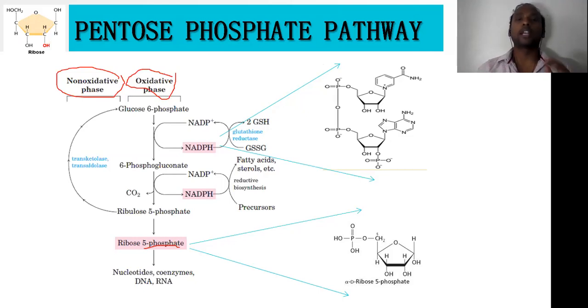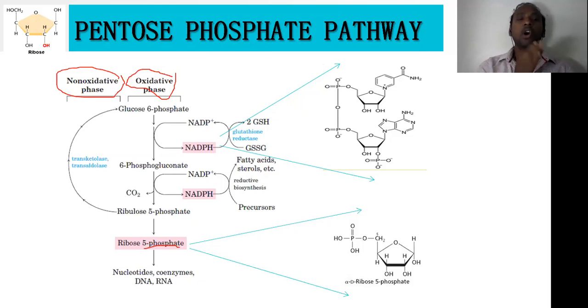You just go back to my carbohydrate videos, and you can better understand this, the structural conversion of cyclic to linear to cyclic. It's clear? But these are the two important products which are formed in the oxidative phase.